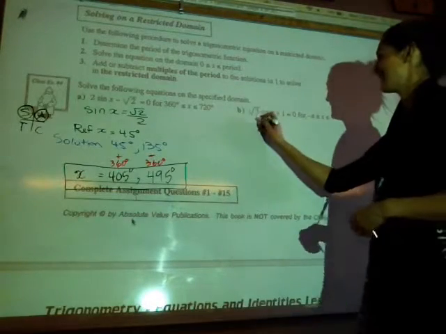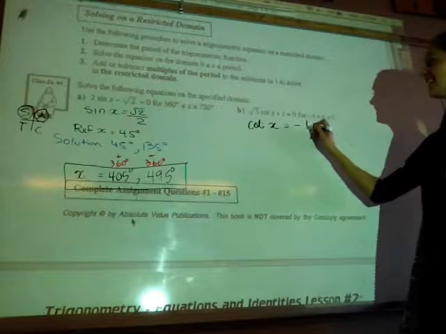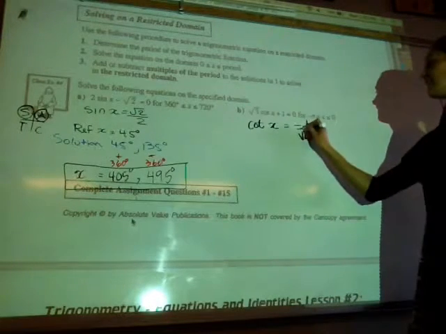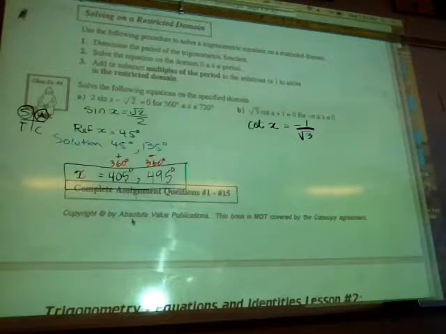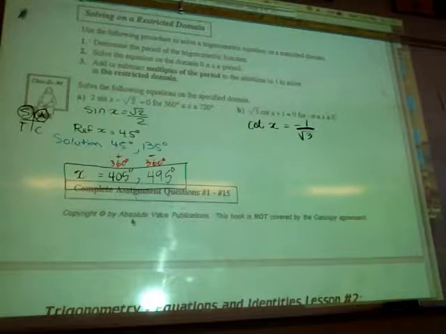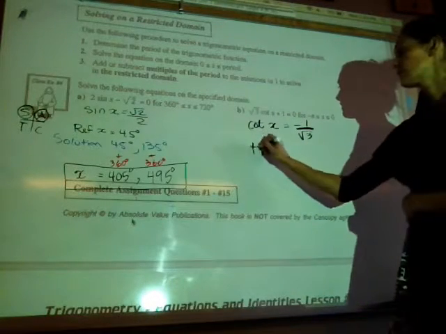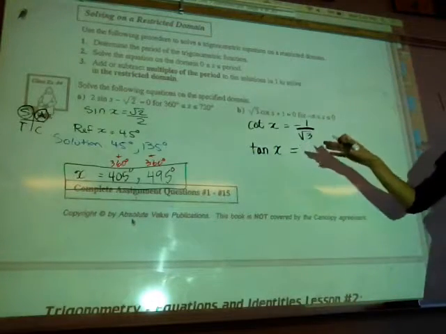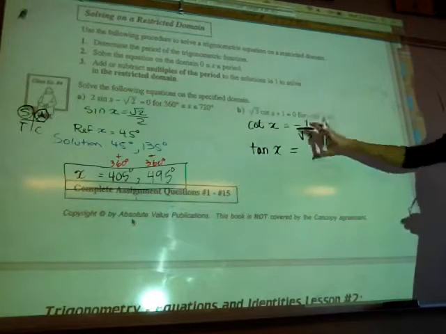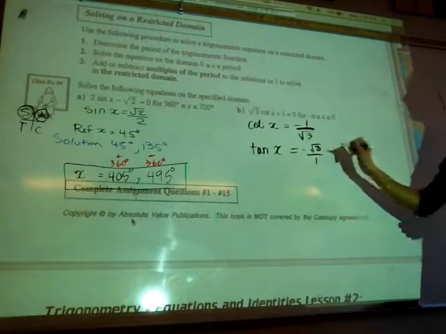Isolate the ratio. So we have cotangent x equals negative 1 over root 3. Okay, and just to make life a little bit easier, I'm going to turn this into tan. So the reciprocal of cotangent is tan. And if I'm going to make this a tan ratio, I just take the reciprocal of the ratio itself. So I get negative root 3 over 1.